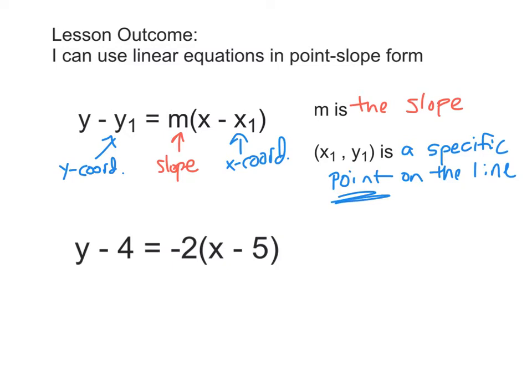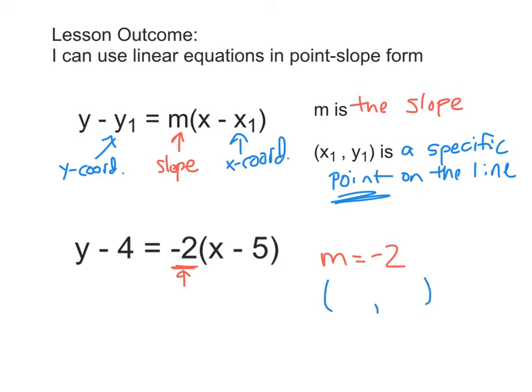So if you look at this example below, y minus 4 equals negative 2 times the quantity x minus 5, what we can tell immediately from this equation is what the slope is, and what a specific point on the line is. So we know the slope, m, is this number right out here. So that is negative 2. And then we know an x1, y1 coordinate pair that we know is on the line.